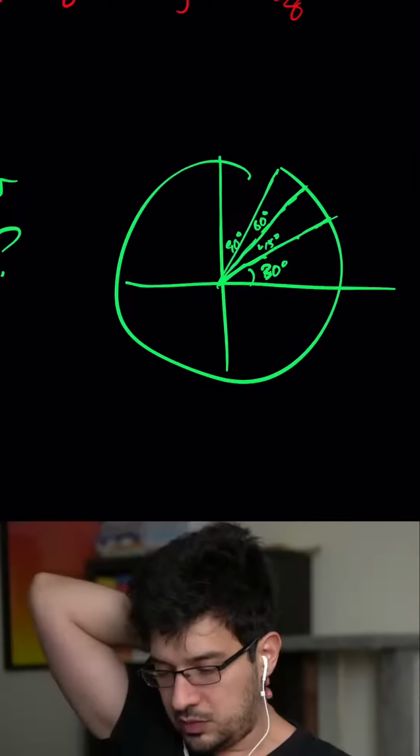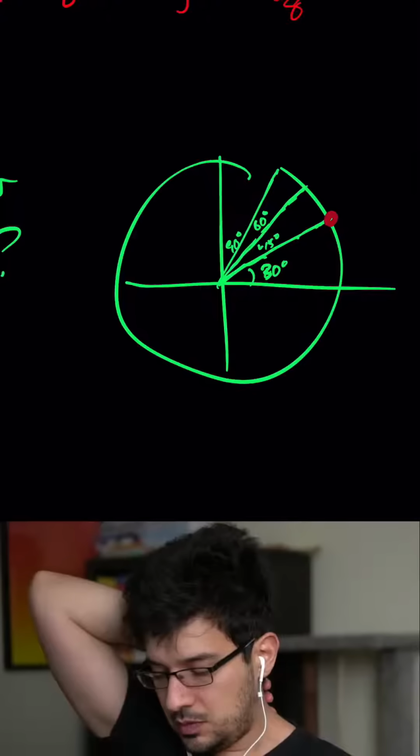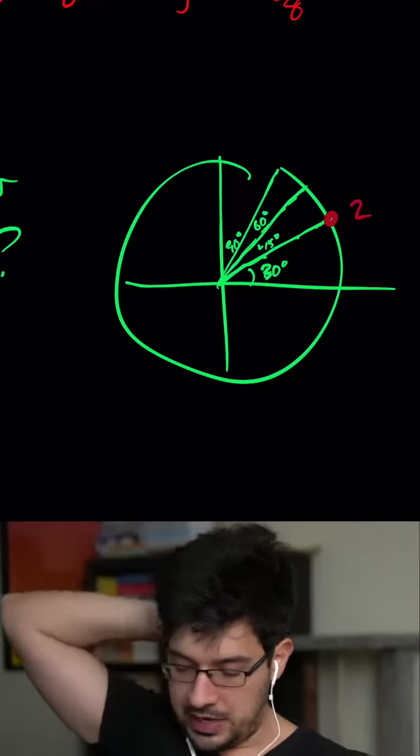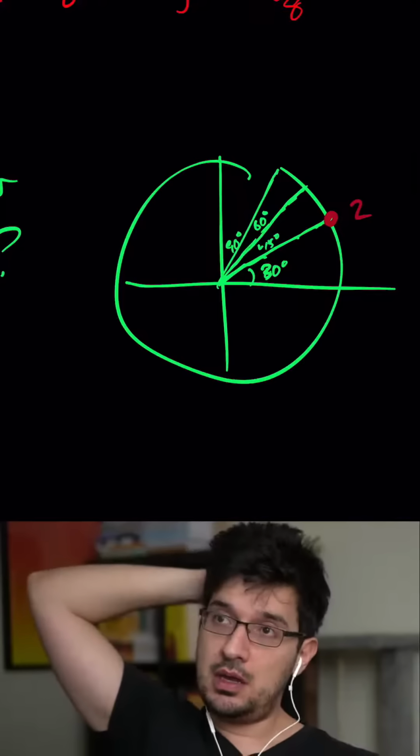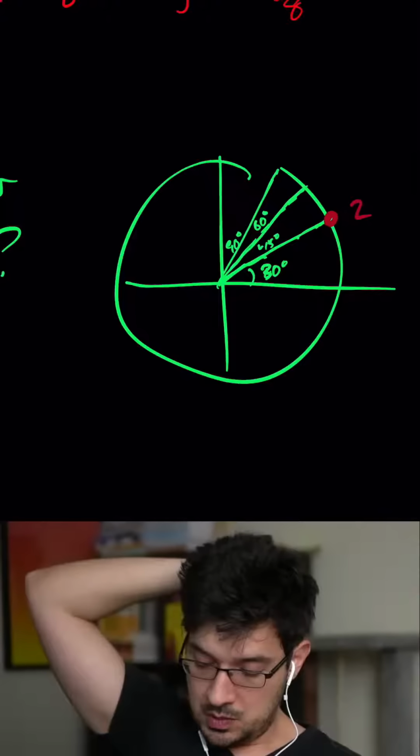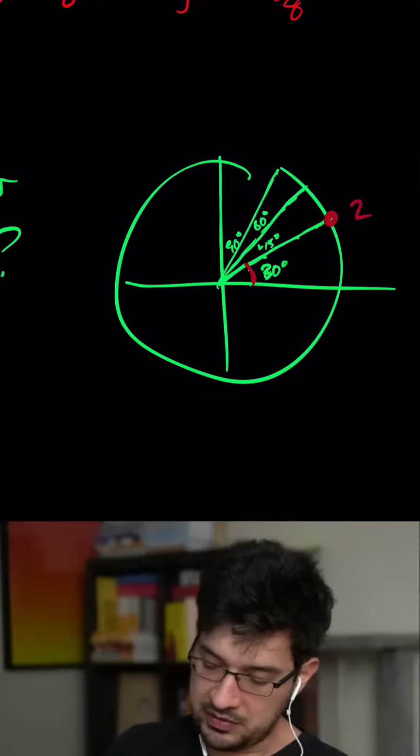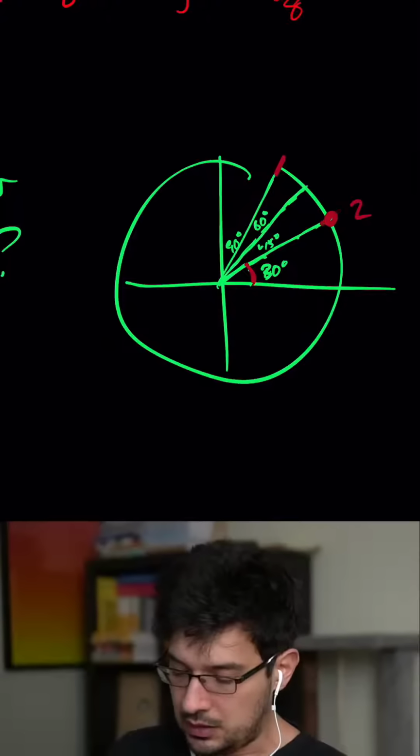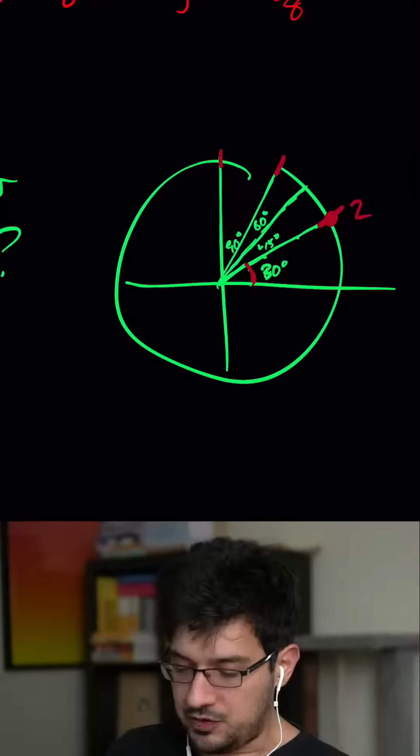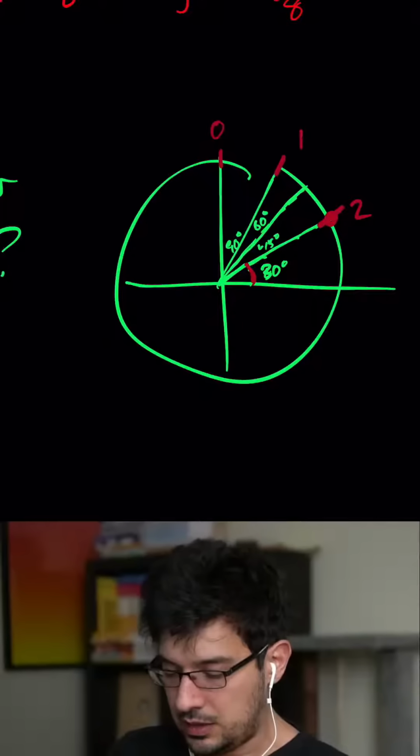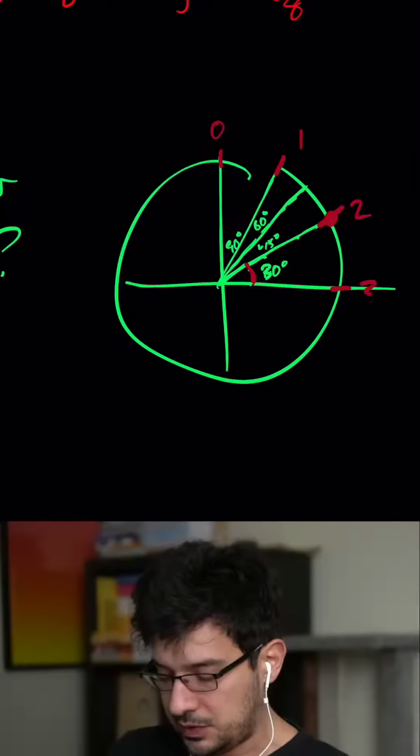And so this question is asking us about when the hour hand is at 2. So I know that it's this one. I know that it's 30 degrees because we split equally from 0, 1, 2, and 3.